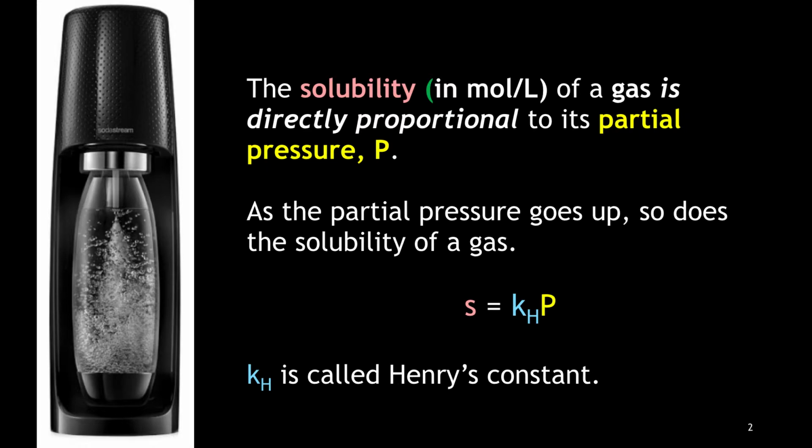The equation which allows you to calculate the solubility of a gas is called Henry's law. Henry's law states that the solubility, S, is equal to the Henry's constant for that gas, Kh, times the partial pressure of the gas. Each different gas has its own Henry's constant.